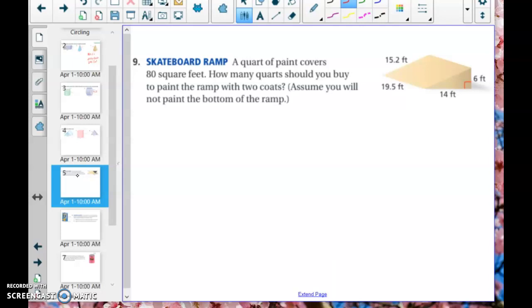All right, a quart of paint covers 80 square feet. How many quarts did you buy to paint the ramp with 2 coats? Assume you will not paint the bottom of the ramp. Well, this one's a little bit tricky. It is a triangular prism, but you're not painting the bottom. So what you have here is a rectangle. The area of that rectangle would be 19.5 times 15.2.